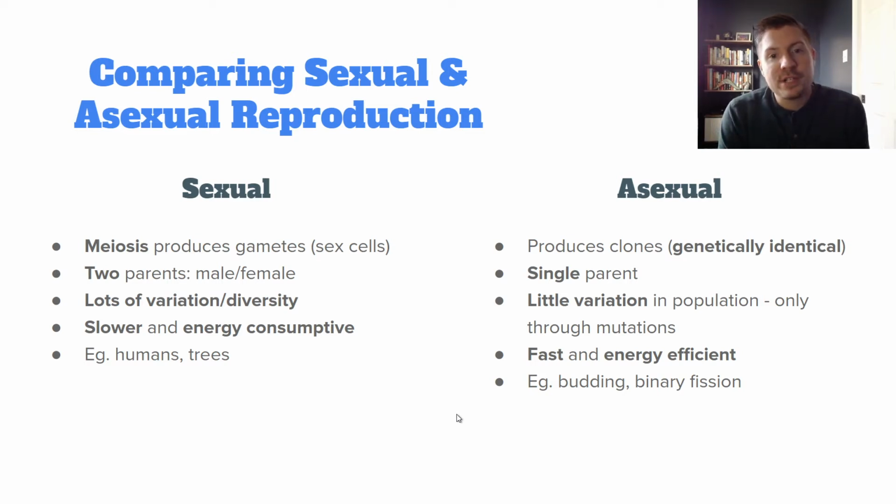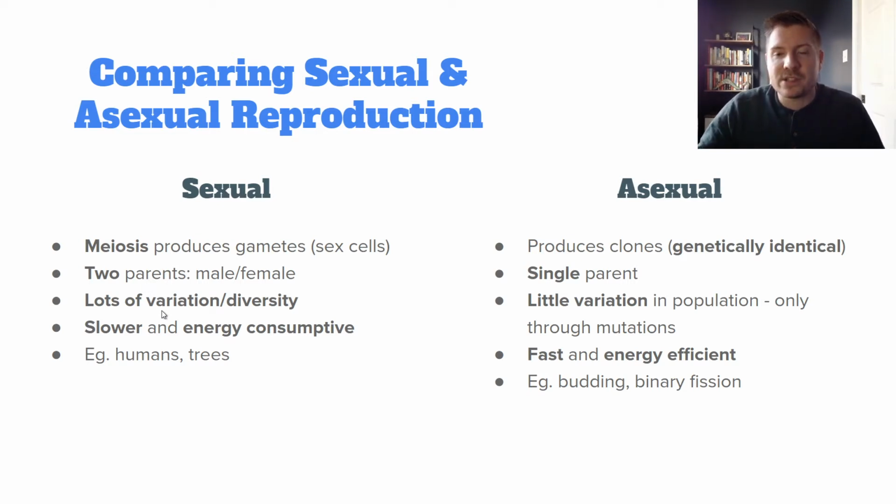And so comparing the two types of reproduction, we learned a little bit about asexual reproduction in mitosis. This produces genetically identical cells from a single parent. Very little variation, but you do get some variation because of mutations. It's faster, it's more energy efficient. Whereas sexual reproduction, you have meiosis producing gametes. Two parents combine genetic info to produce the offspring.